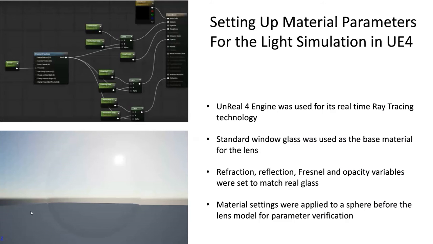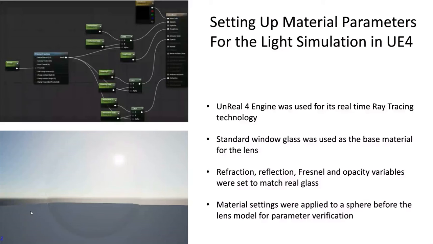Once we had our basic design for the Fresnel lens set up, we decided to use Unreal Engine 4 for its real-time ray tracing technology so that we could actively see where the light was being cast and how it was being reflected and refracted by the lens. That way we could see at any angle where it was coming from, being redirected to instantaneously without having to stop, pause, rearrange, and start over again.